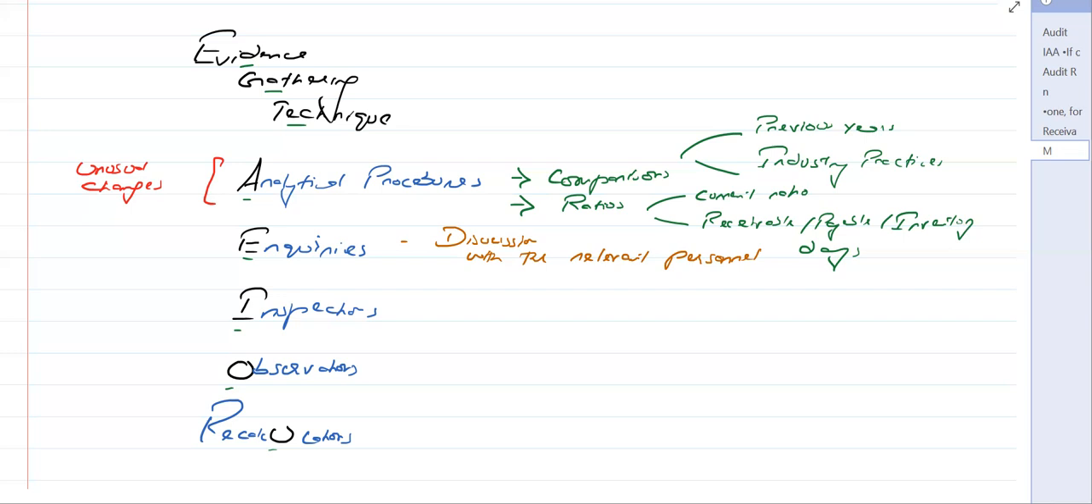So this is one of the most important and also the critical areas of the audit and assurance exam. That is why I'm spending more time on this, so that you secure your easy marks, easy and absolute marks. So inquiries is all about discussion with the relevant personnel.